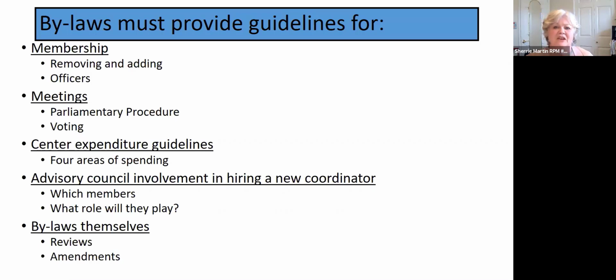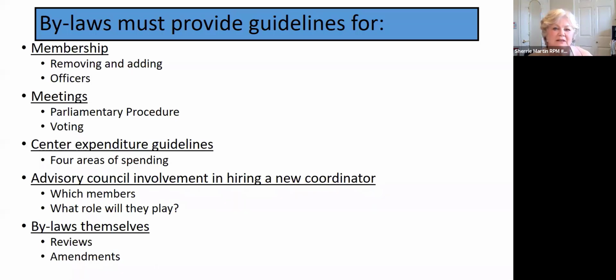So membership. You have to have guidelines in there for membership. How do you remove inactive members? How do you add new members? Who selects them? And officers. What kinds of officers will you have? Will you have just a chairperson? Will you have a chairperson and secretary? And how long will they serve?